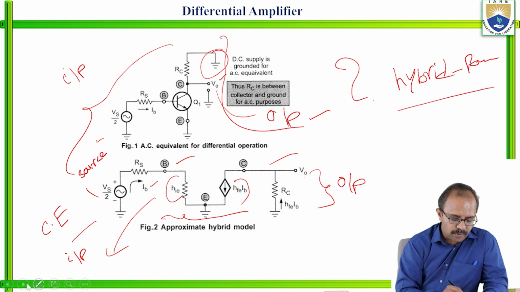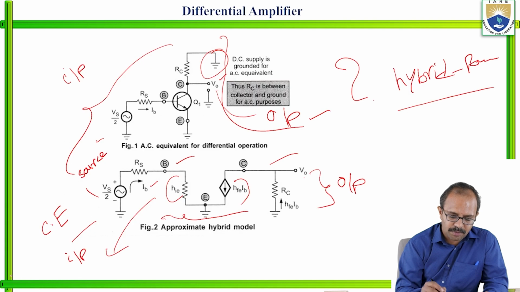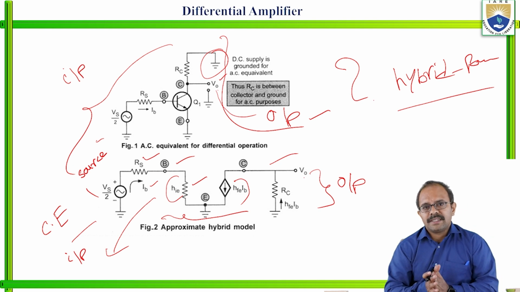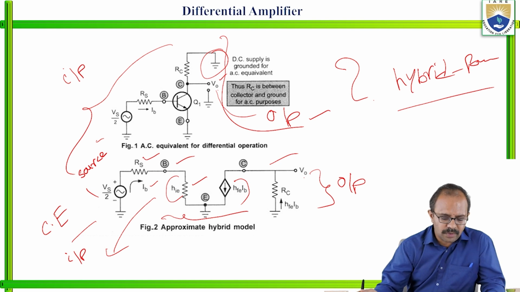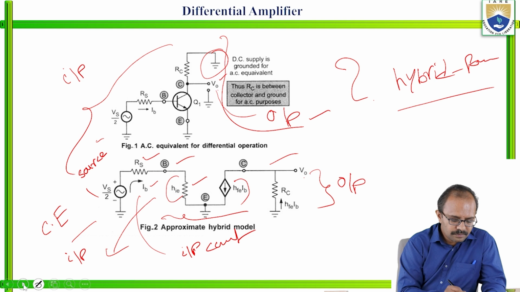And Vs by 2 is equal to, what are the components there? How many resistive components are there? If you observe here, one is RS, another one is HIE. Whatever the applied voltage, it is divided among the two resistors, RS as well as HIE. So what is the current here? There is only one current, that is IB, where IB is the input current, right?